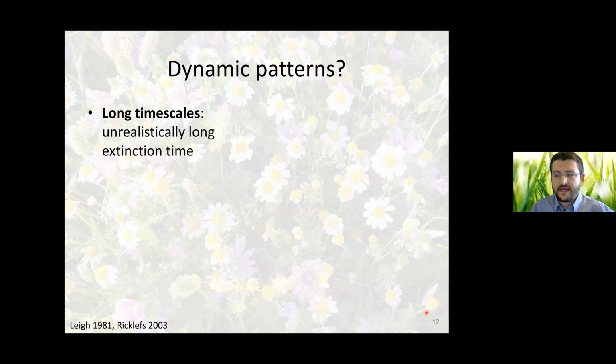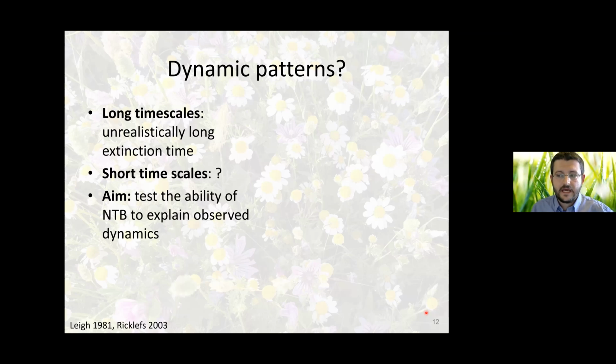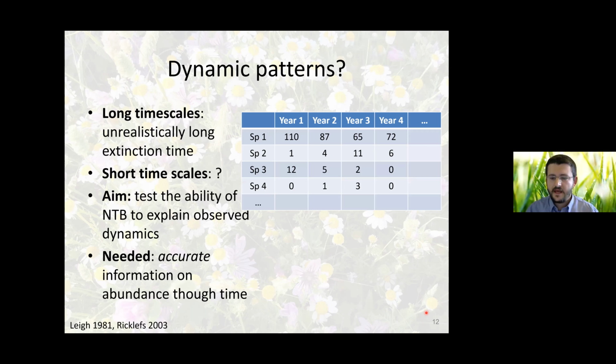What about shorter timescales, ecological timescales that we see in surveys with our own eyes? Here, until recent years, not too much has been known. So the aim of this part of my work was to test the ability of neutral theory to explain observed dynamics. And when I say observed dynamics, it's important to clarify what I mean. I mean this kind of data. You have the composition or the abundances of a bunch of species through time. And can this highly dimensional thing be described by neutral theory?